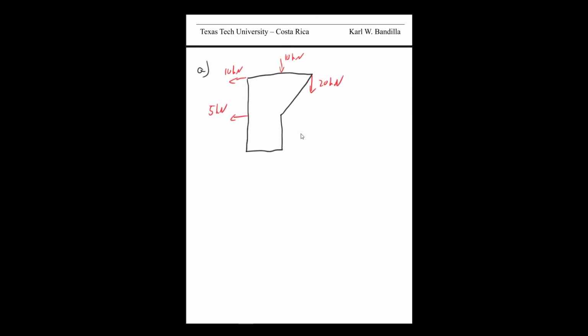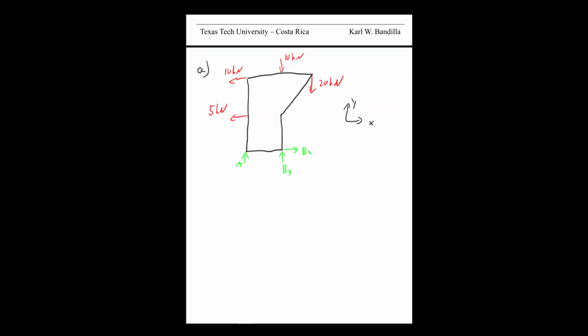At A it's our roller, so we get A. And at B we have a pin, so that would be BY and BX. Little coordinate system, 2D. All these distances are 5 meters, but we can refer to the main picture for that later on.